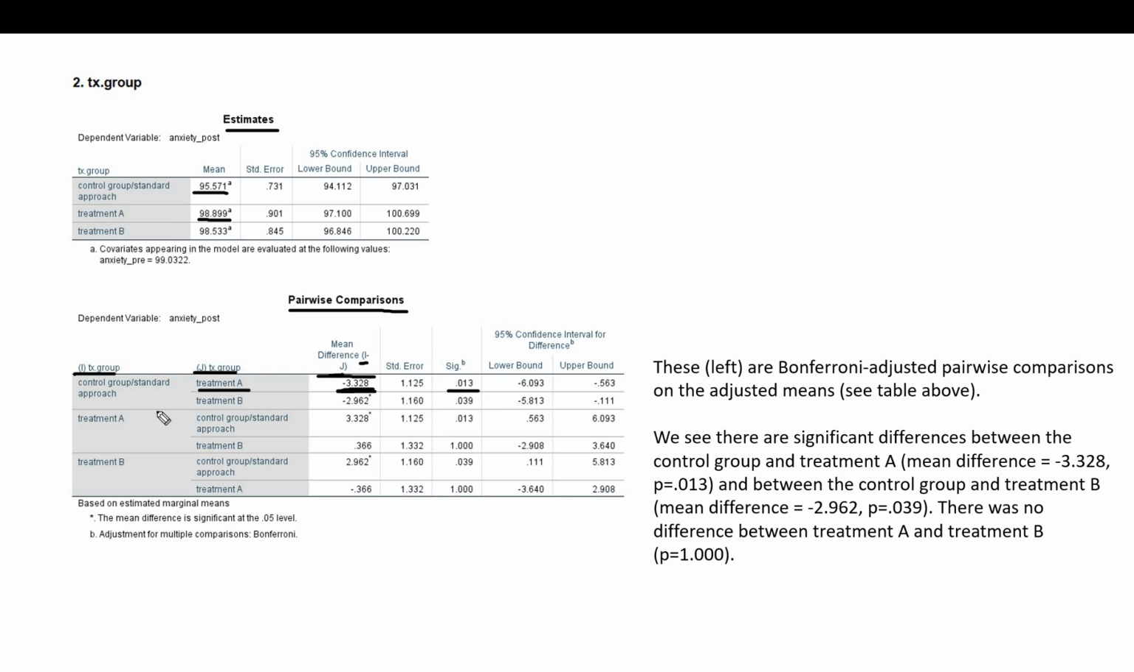When we compare the control group versus treatment B, that's taking this mean right here and subtracting the mean for treatment B. So there's our mean difference, and you can see there's a significant difference between those two groups. When you compare treatment A versus treatment B, you can see there's the mean difference right there, and you can see that it is not statistically significant.